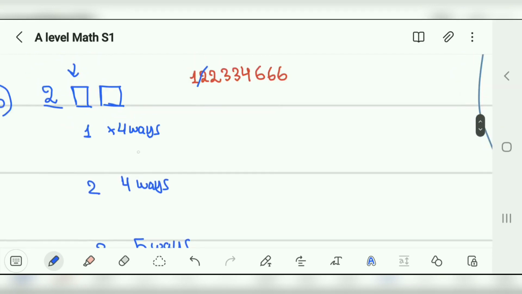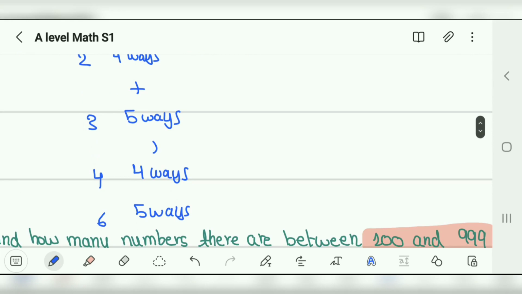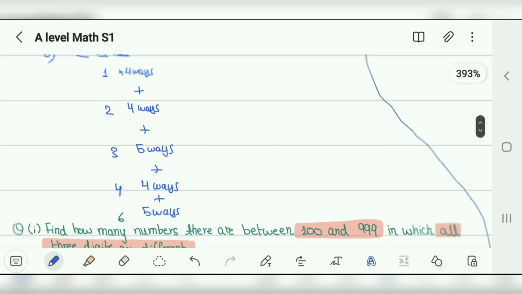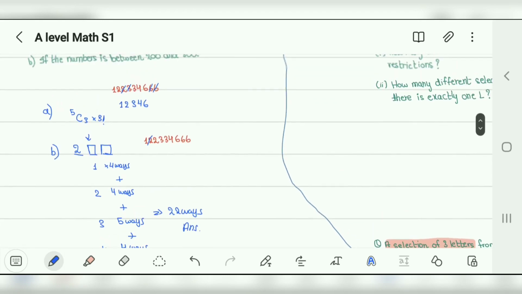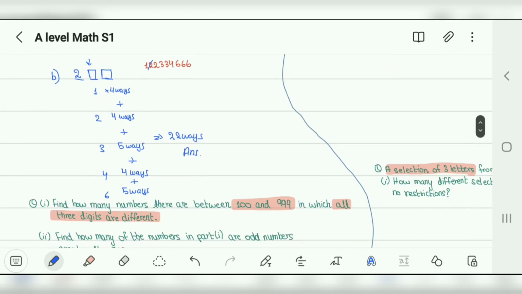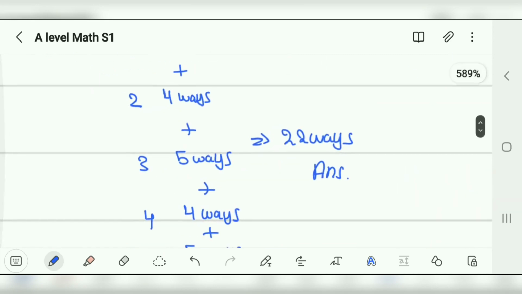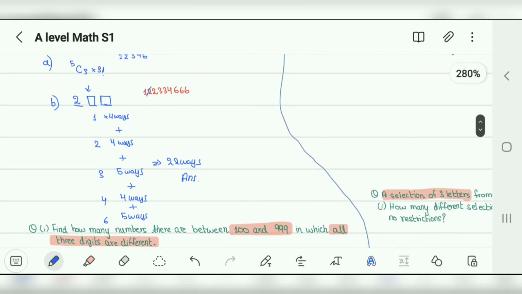So how many ways could I get? After adding them up, I could get 22 ways. 22 ways, this is the answer. Alright, so I'll get 22 different numbers between 200 and 300. And this way I think permutation and combination has also been completed.